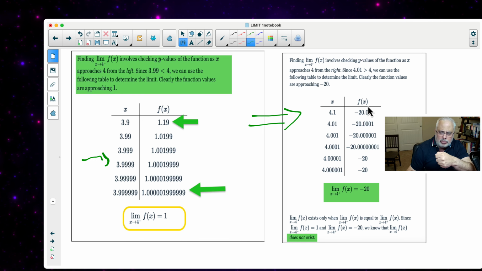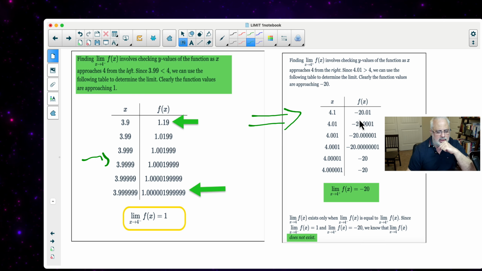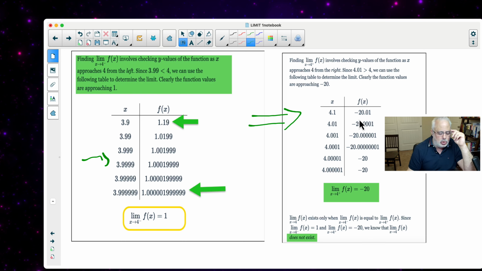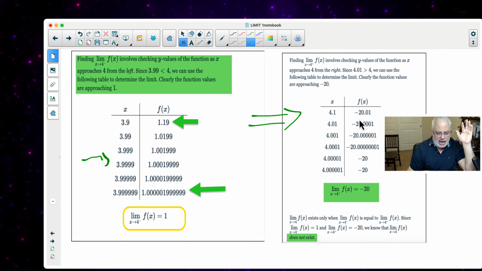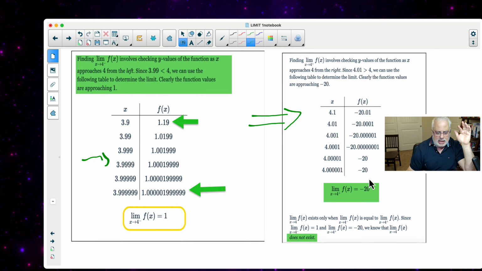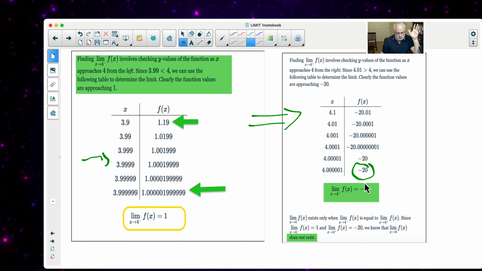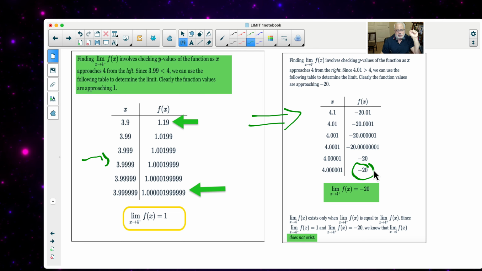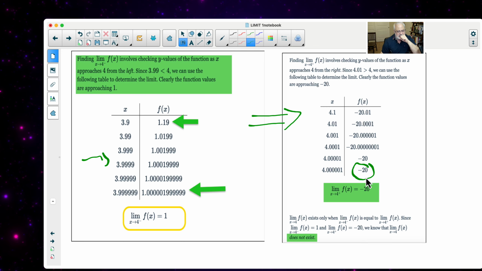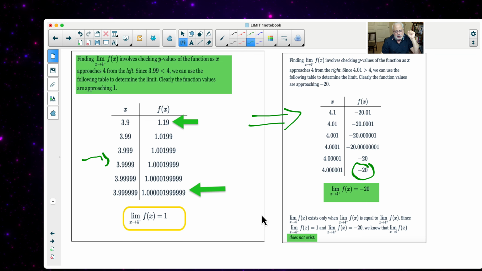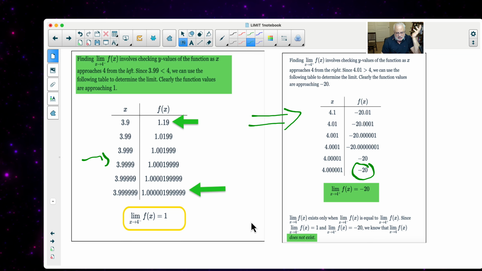And look at what happened with the y values, the output values. They are approaching negative 20 all the time. You can see here the negative 20. They are approaching until they get almost to negative 20. So we have a problem here. The limit does not exist.